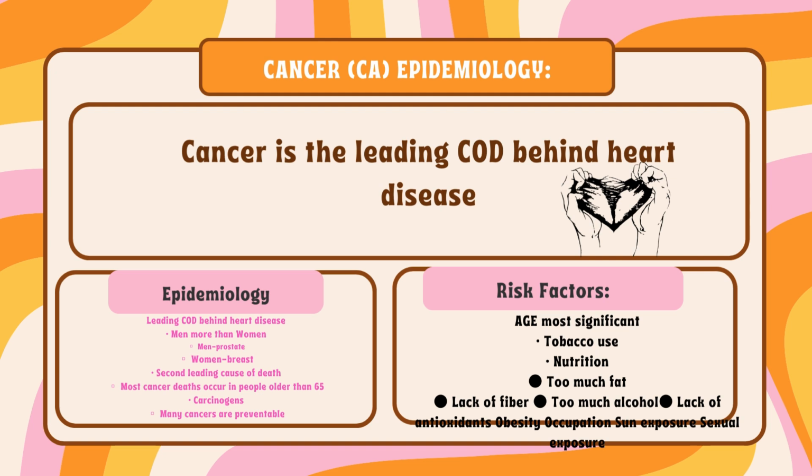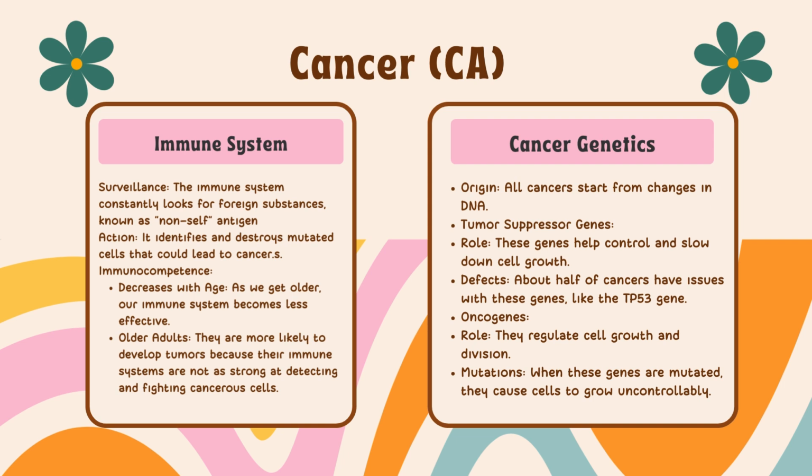Cancer is the second leading cause of death behind heart disease. And the risk factors for cancer include age, which is the most significant. Older people get cancer more. Also tobacco use, nutrition, too much fat, too much alcohol, basically all that bad stuff. So our immune system constantly looks for foreign substances, and it destroys mutated cells that can lead to cancer. But as we get older, our immune system becomes less effective, which is why adults more commonly have cancer.